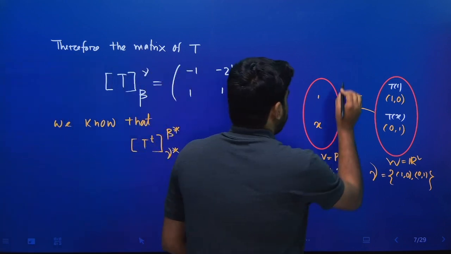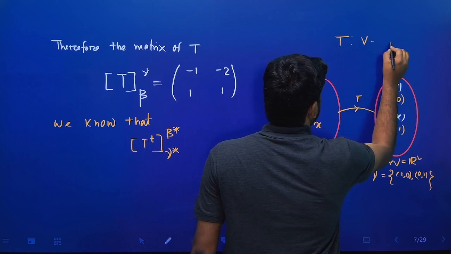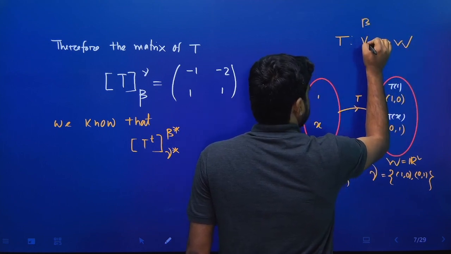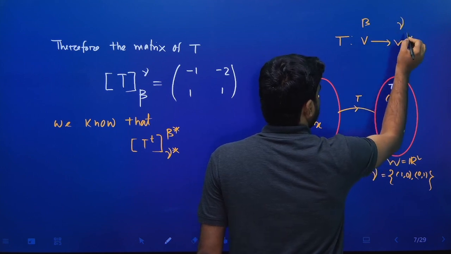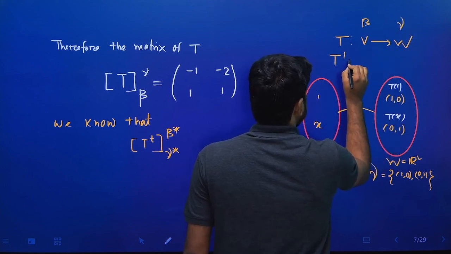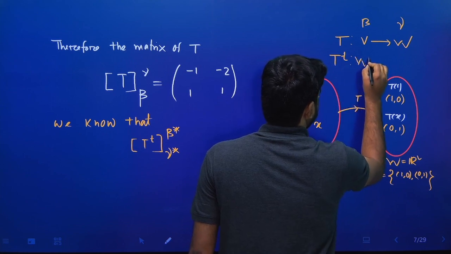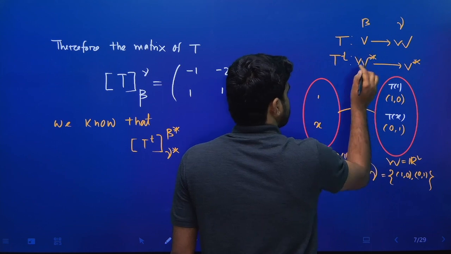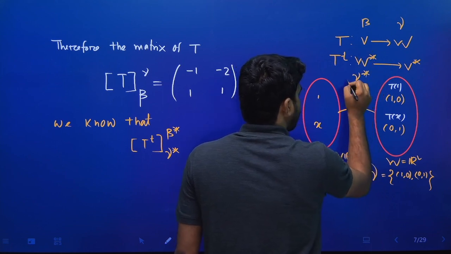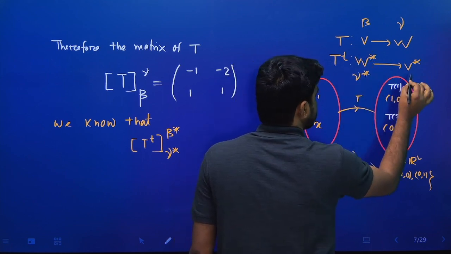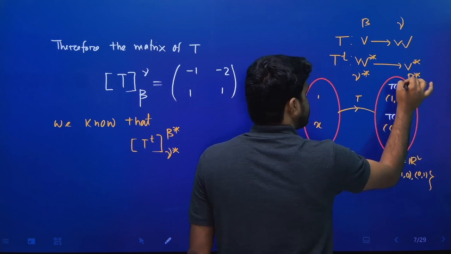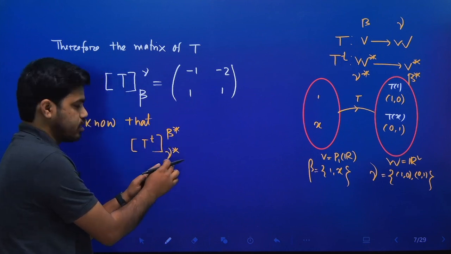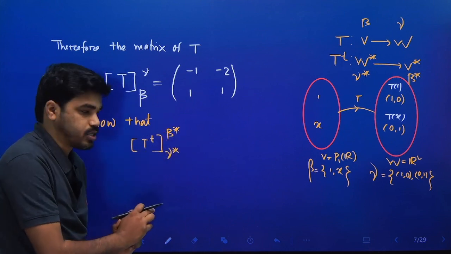কারণটা কি? T is a mapping from V to W, beta is the basis for V, gamma is the basis for W, so T transpose is a mapping from W star to V star. So gamma star is the dual basis for W star, and beta star is the dual basis for V star, so gamma star to beta star. That's why we write here, gamma star to beta star.